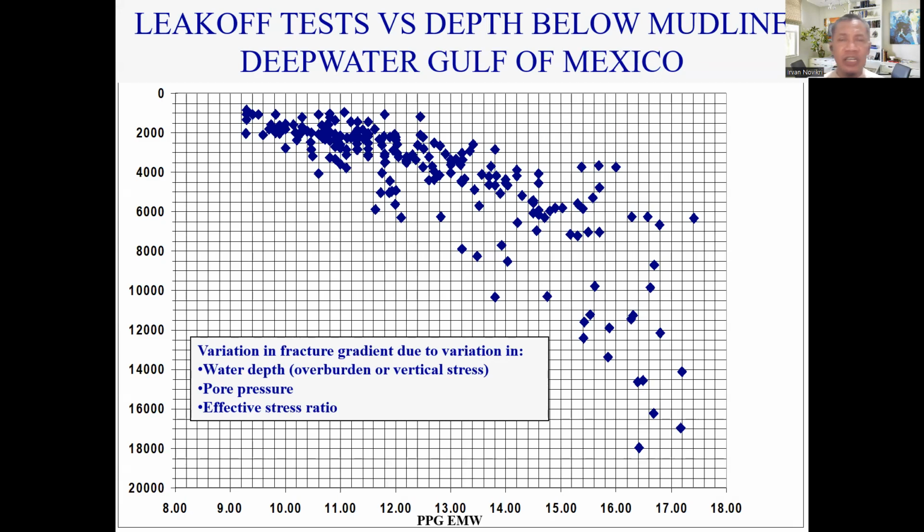And the variation in fracture gradient, which is the pressure required to initiate or propagate fracture in subsurface rock. This variation is influenced by three factors: normally water depth, the effect of overburden vertical stress, and the second one is pore pressure, and the third one effective stress ratio. All of these factors play a significant role in determining strength and stability of the rock formation, particularly in deep water environments like the Gulf of Mexico.